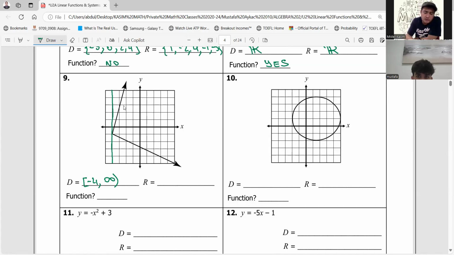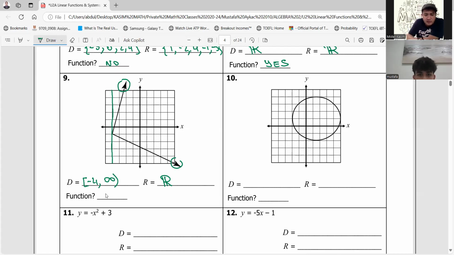And how about the range? To find the range, you have to scan your pencil vertically from the lowest point to the highest point. Now, because of this arrowhead, what does it mean? It means that it just keeps going down, right? And the upper part, it just keeps going up. That's why the range is all real numbers. This is what you should be really comfortable with, because it's a very important basic concept in algebra. It doesn't matter, algebra 1, algebra 2, pre-calculus or calculus. These are very basic but important topics.